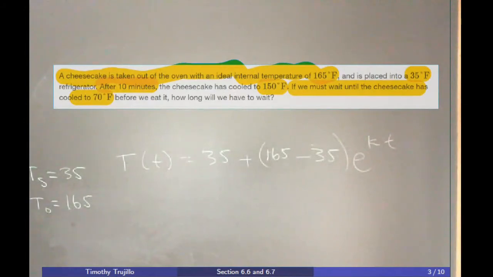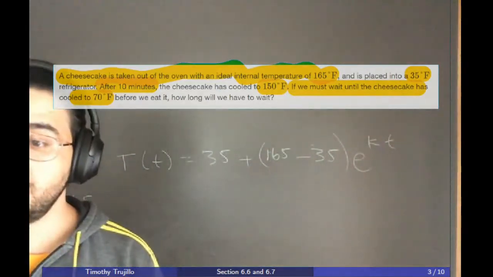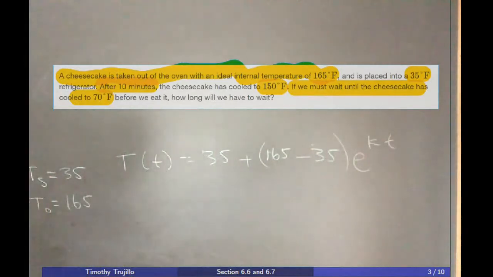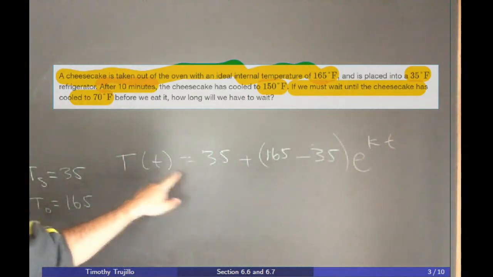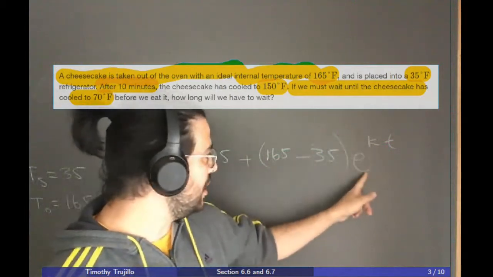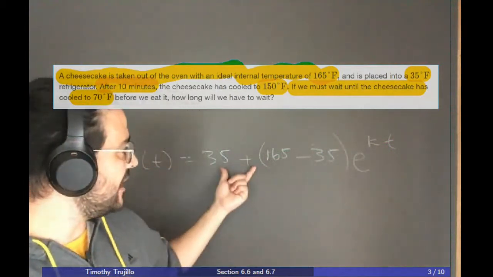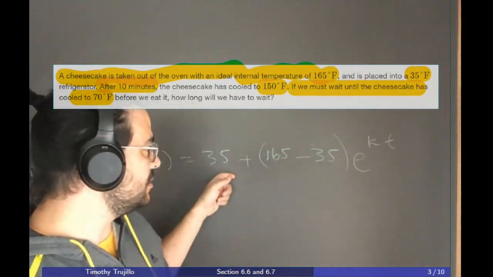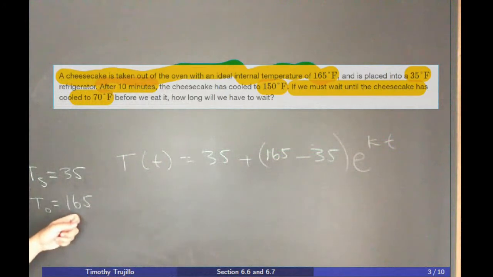And here, what we want to do is first realize that if we plug in 0, we're going to get 165, right? So let's just see that really quickly. If I plugged in 0 for t, here I would get e to the 0 regardless of what k is. E to the 0 is just 1. And so this would be 35 plus 165 minus 35. The minus 35 and 35 would cancel. And indeed, the temperature when we plug in 0 would come back as 165.